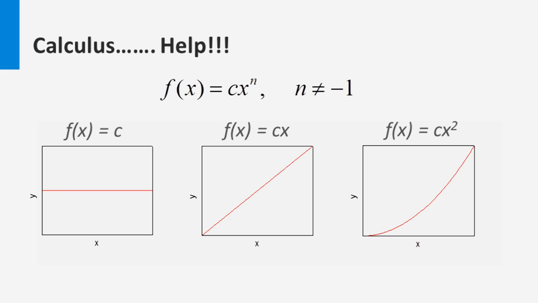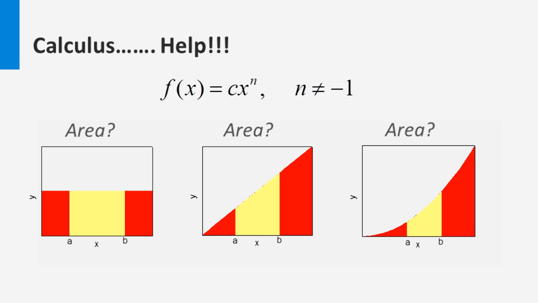Consider the three polynomial equations shown here. The first function is constant with x: f(x) is equal to c. The second function is linear with x: f(x) is c times x. The third function is quadratic: f(x) is c times x squared. The question now is, how can we calculate the area under such a function between the boundary conditions x is a and x is b?